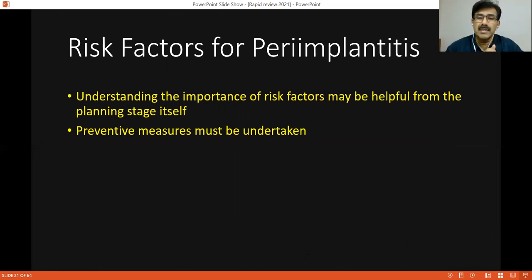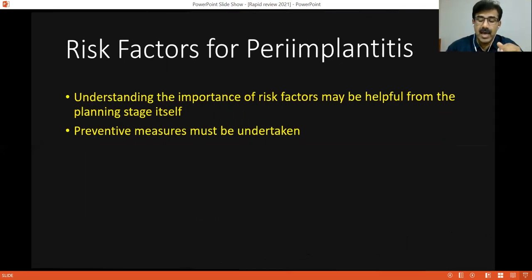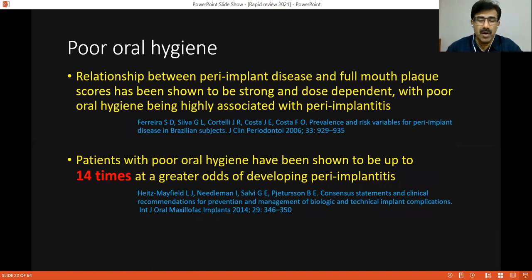Now, the most important part is you should know what the risk factors are in the development of periimplantitis. And one of the most important risk factors is poor oral hygiene. Whenever the plaque scores are high, when the patient has poor oral health, there is always a prevalence of periimplantitis. In fact, there is a study by Hitz Mayfield, 2004, which clearly points out that if the patient has poor oral hygiene, he is at 14 times greater odds of developing periimplantitis. So that is how important the maintenance of oral hygiene is.